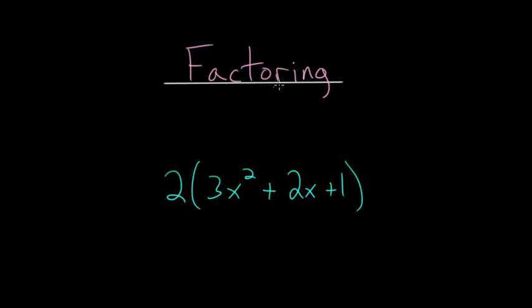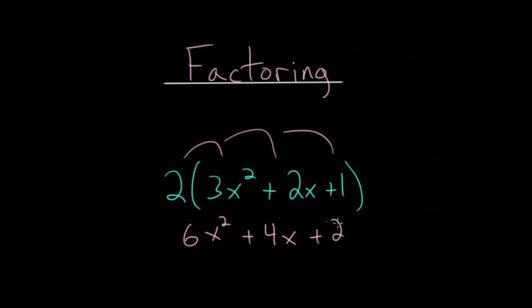For this video, I'd like to talk about the concept of factoring. And factoring, to me at least, is essentially the reverse of the distributive property. So here I have an example set up where I want to distribute this 2 to each of these terms. So I'd get 6x squared plus 4x plus 2. And factoring, like I said, is essentially the reverse of this.